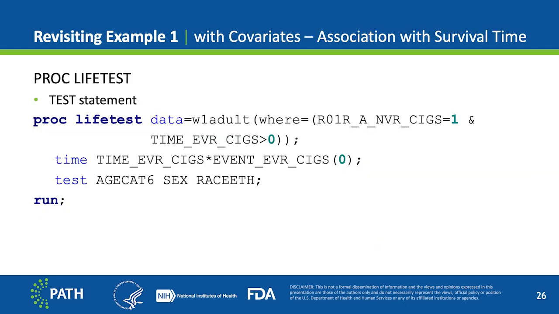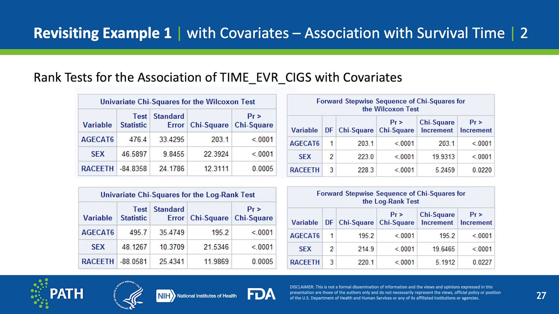We can explore the association of those covariates with the survival time using PROC LIFETEST. We do this by adding the covariates to the test statement. From the test statements, we were able to generate chi-square tests, as shown here. There are 2 types of chi-square outputted from SAS PROC LIFETEST. The first one is the univariate chi-square test, and the other is a forward stepwise sequence of the chi-square test.